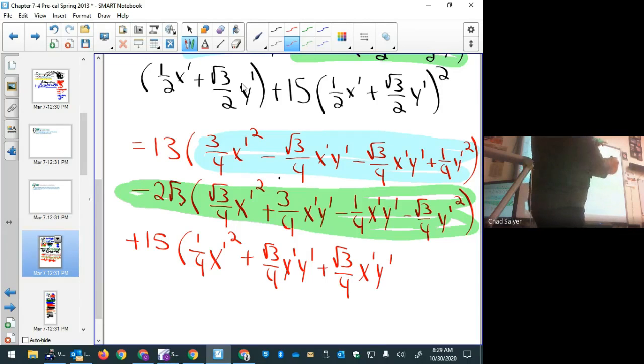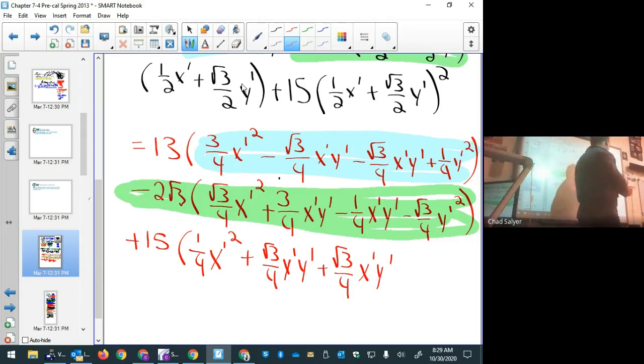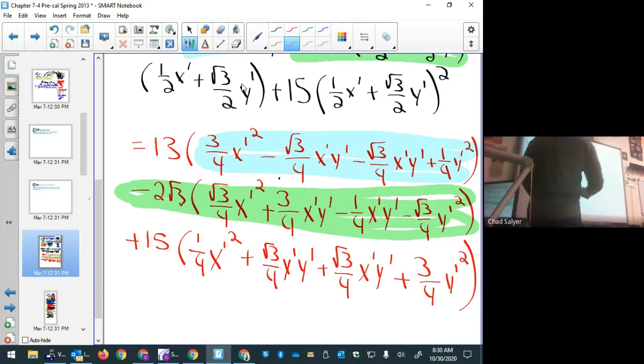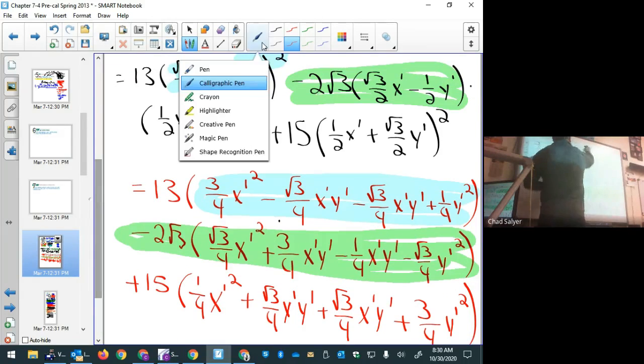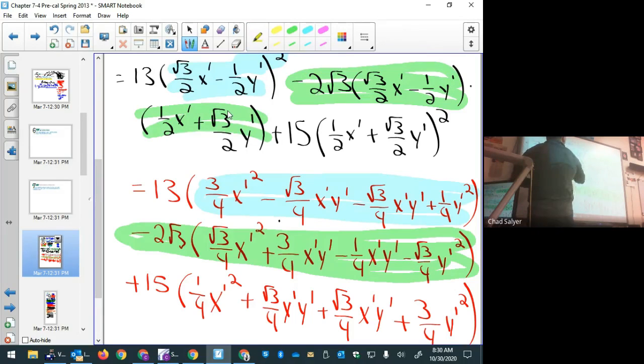And then last would be this term times itself. Square root of 3 times the square root of 3 is 3. 2 times 2 is 4. Y prime squared. And so now, I actually left off a bit here. That's part of that middle term.